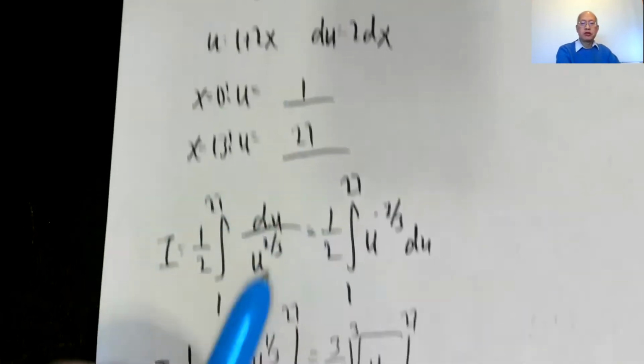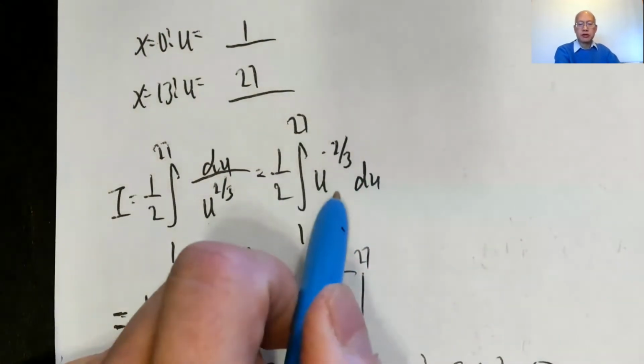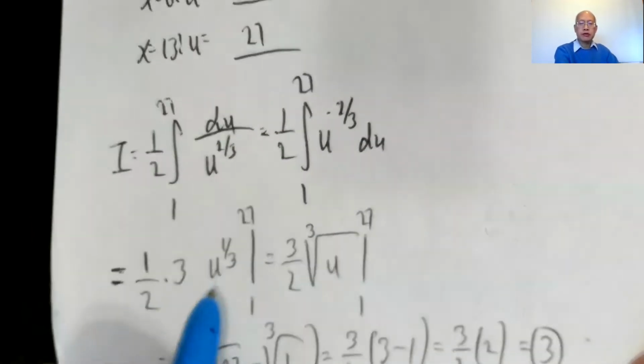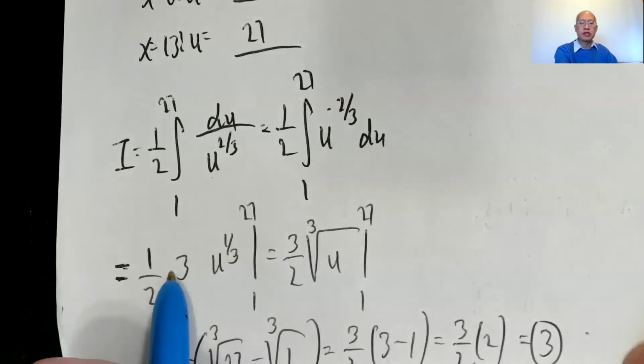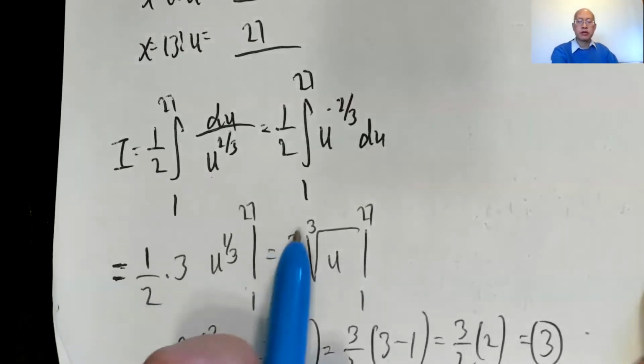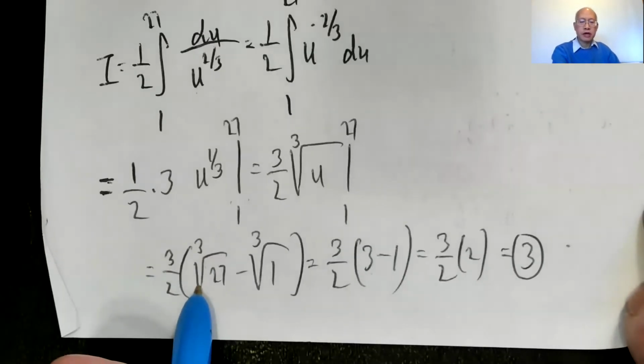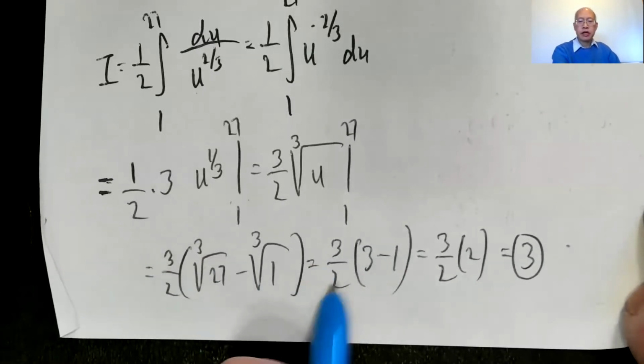And cube root of u squared is u to the 2/3 on the bottom, which is u to the negative 2/3. So integrate using the power rule. U to the 1/3 divided by 1/3 means times 3, from 1 to 27. That's 3 over 2, u to the 1/3 means cube root. Plug in 27, plug in 1. Cube root of 27 is 3. Cube root of 1 is 1. 3 halves times 2. Final answer is 3.